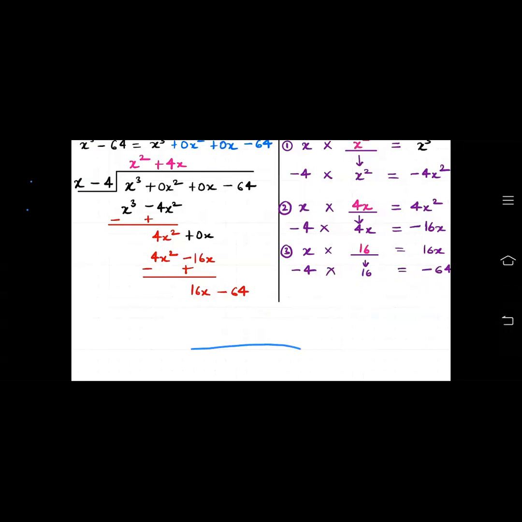So here you have got x square plus 4x plus 16.